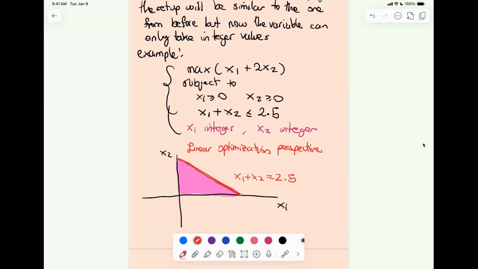And we know from the graphical method that the max is supposed to only happen at one of the corners, right? It's a triangle. It has three vertices. The vertices are easy to find, right? 0, 0. Then 2.5, 0, and then 0, 2.5.